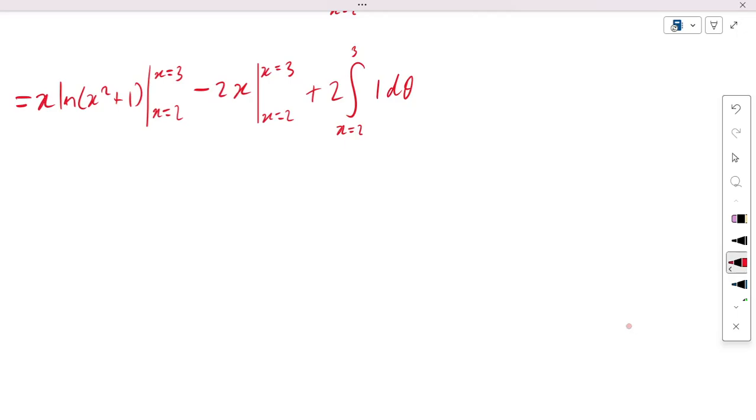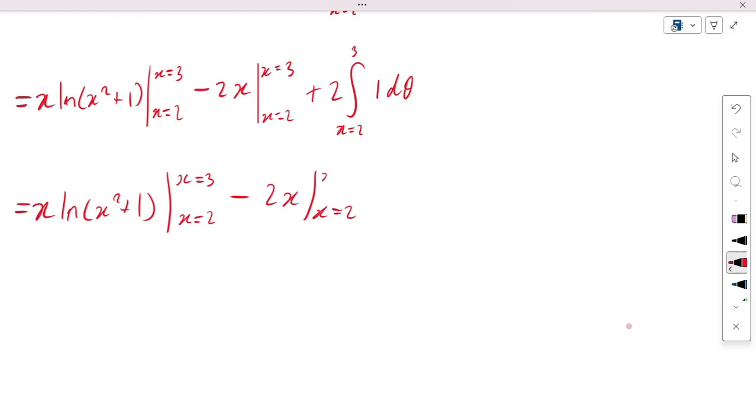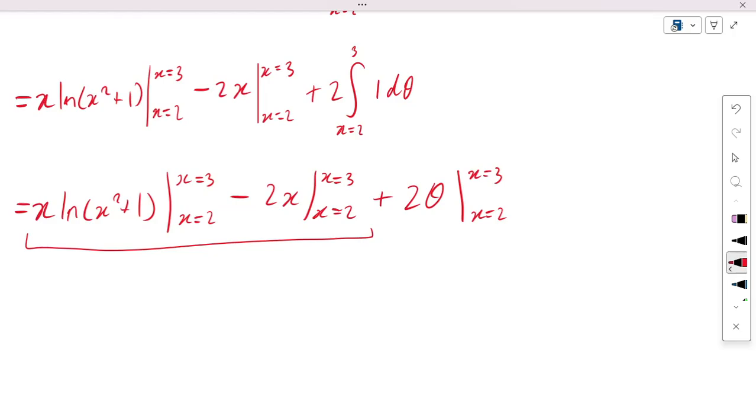So from here, we're just going to integrate that. So what we're going to be left with, and I'm going to keep this part in, is the natural log of x squared plus 1 evaluated from x equals 2 until x equals 3, minus 2x evaluated from x equals 2 until x equals 3, plus, and then we know this is going to be 2 theta. I almost messed up there. It's 2 theta evaluated from x equals 2 until x equals 3. Okay. Now this is where it gets weird. Well, we have x on both of these over here, evaluated with x. That's perfect.